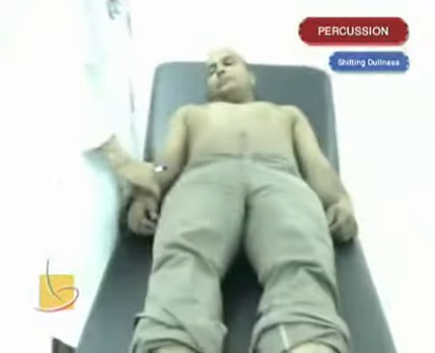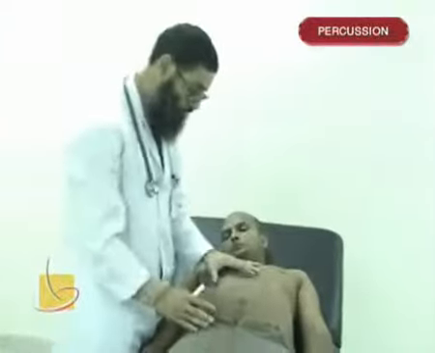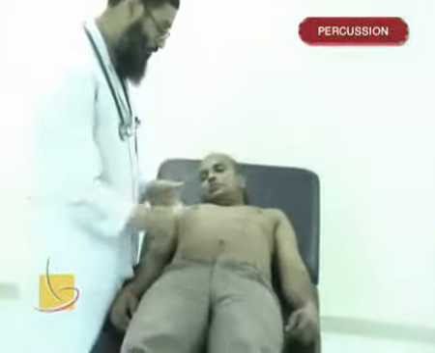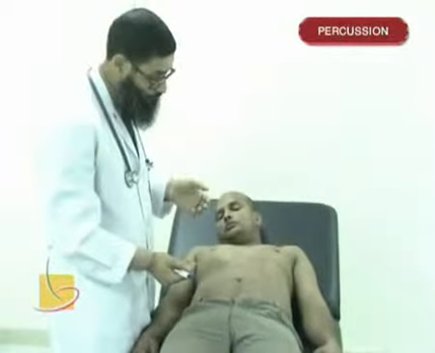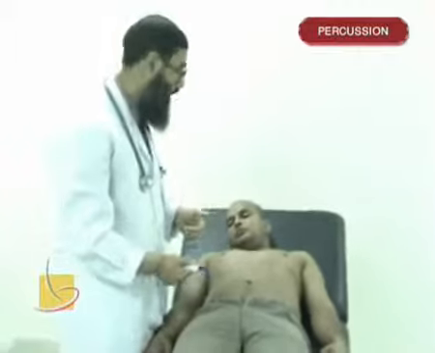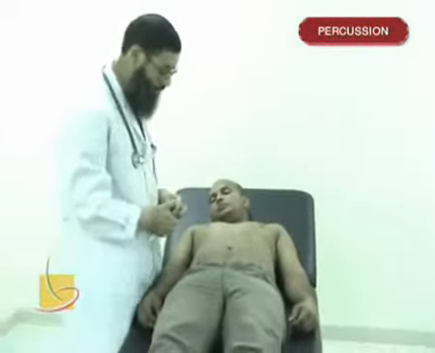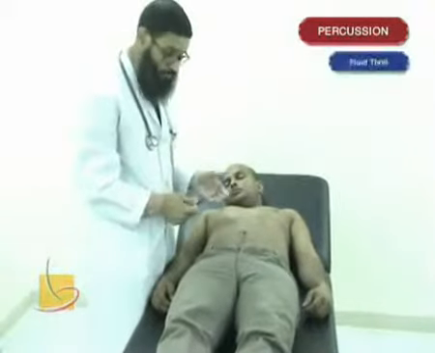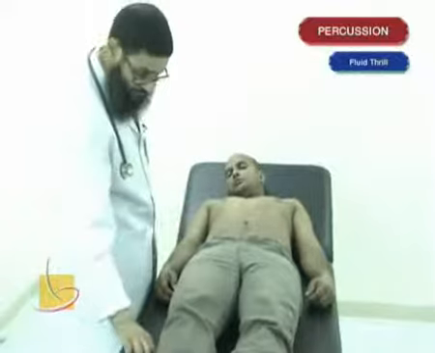Shifting dullness in a patient with a chronic liver disease indicates ascites. If the ascites is too much, I mean the abdomen is markedly filled with fluid, sometimes you will be asked for another technique to detect fluid in the abdomen, or so-called ascites. Then you say yes, there is another technique which is called the transmitted thrill or fluid thrill.